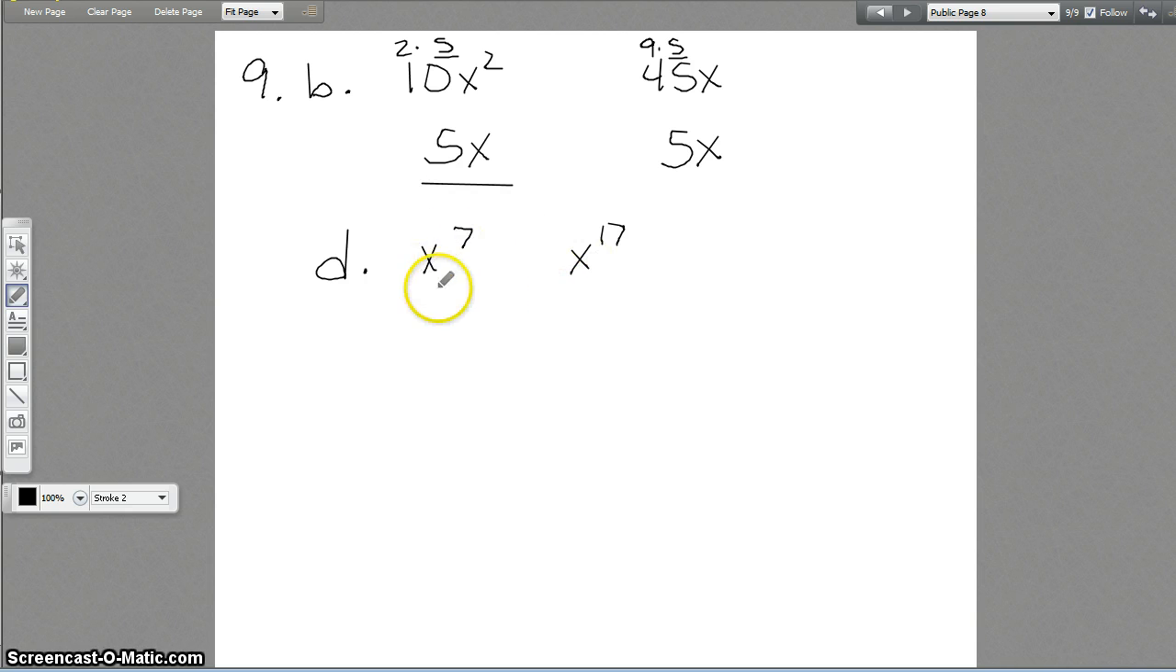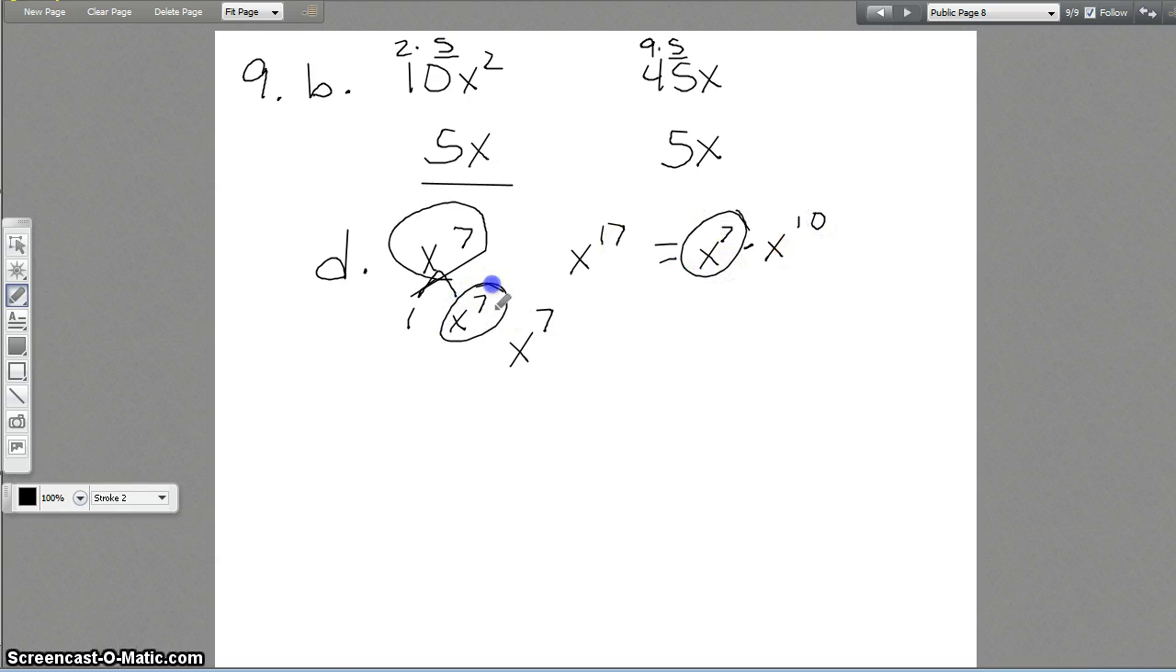The smallest power here is x to the 7th. So x to the 7th goes into x to the 17th, x to the 7th times. So x to the 7th is going to be our common factor because we can write x to the 7th as 1 times x to the 7th, and we can write x to the 17th as x to the 7th times x to the 10th, and that would make x to the 7th a common factor.